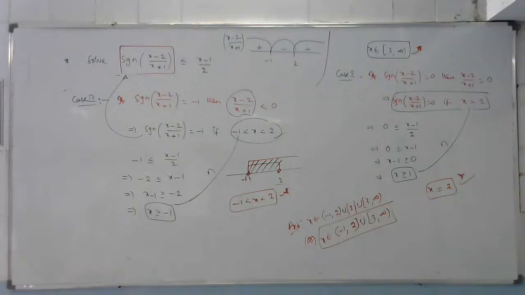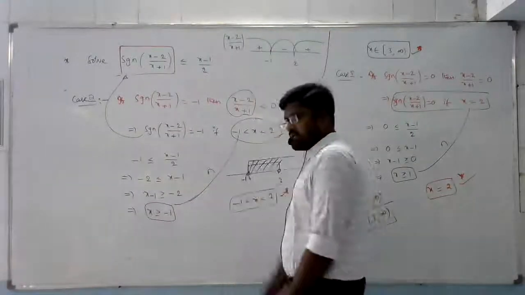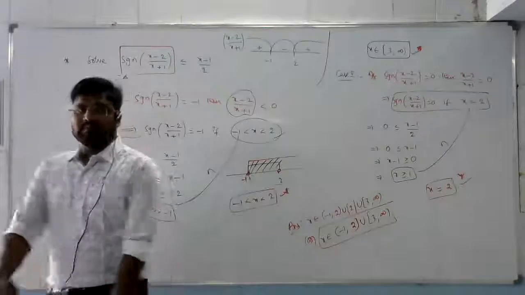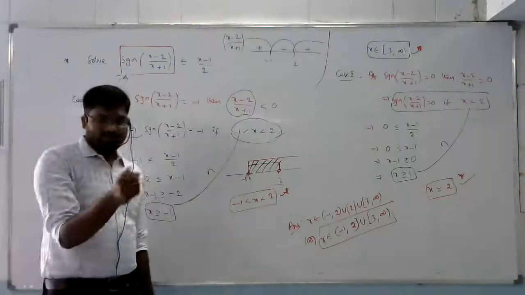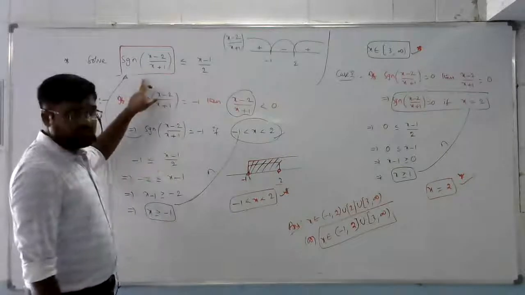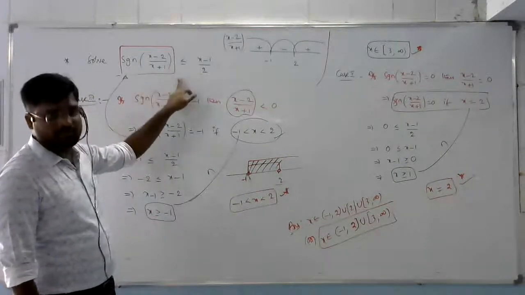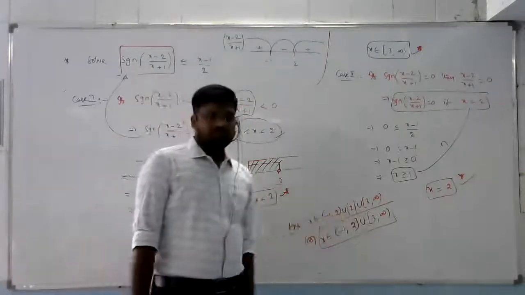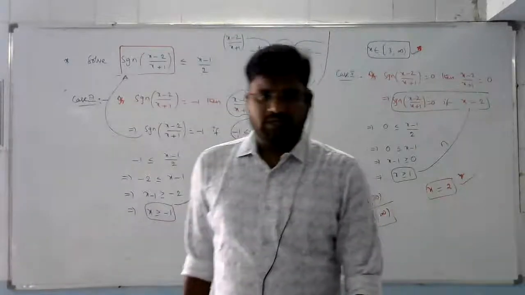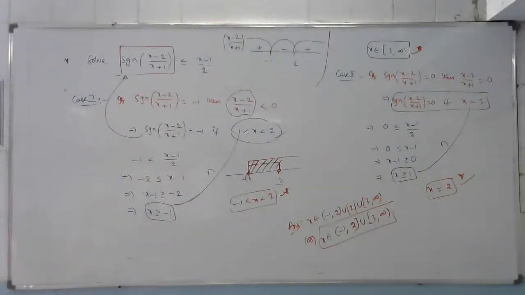So why did you take the union? Because we are considering 3 cases, right? When you are considering different cases, the meaning of that is either case 1 or case 2 or case 3. That means it could be equal to 1 or 0 or minus 1. The word "or" is very, very important. So that's why I am taking the union. Union means or, either case 1 or case 2 or case 3, because we got 3 different solutions.